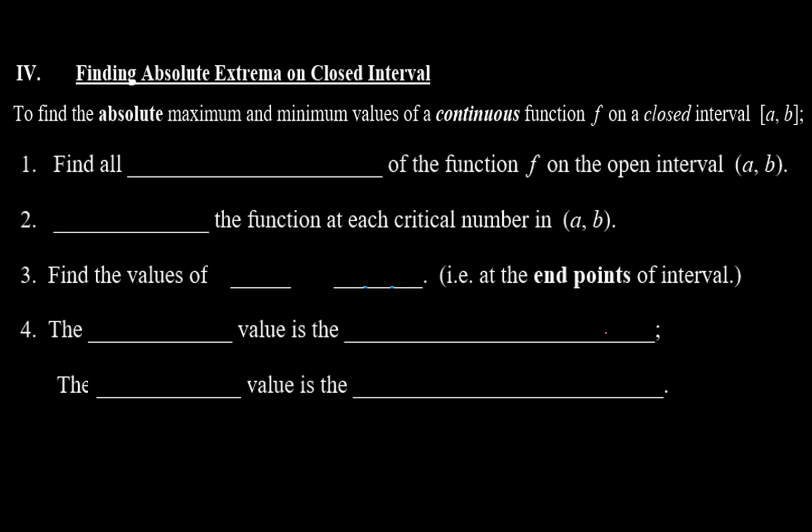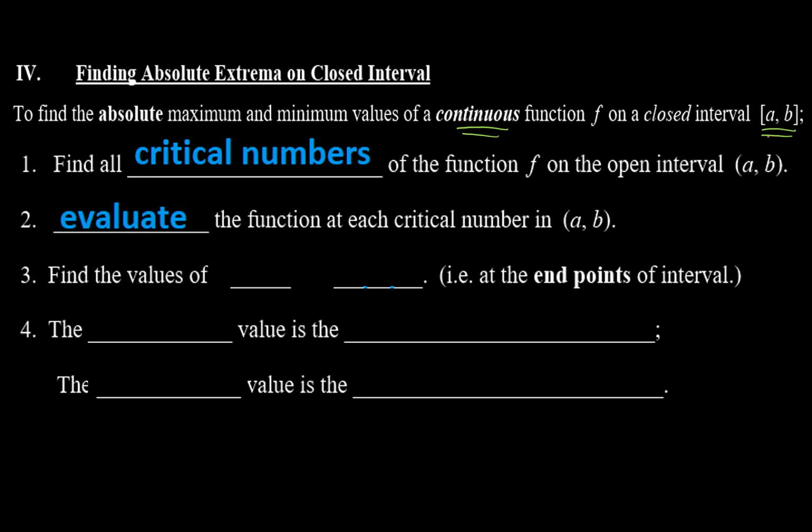If you're trying to find absolute extrema on a closed interval, we've got a couple of steps we want to follow. So if you're trying to find the absolute maximum and minimum values of a continuous function, it's extremely important that it's continuous, on a closed interval [a, b]. Here are the 4 steps you're going to follow. So first of all, find all the critical numbers of the function f on the open interval (a, b).